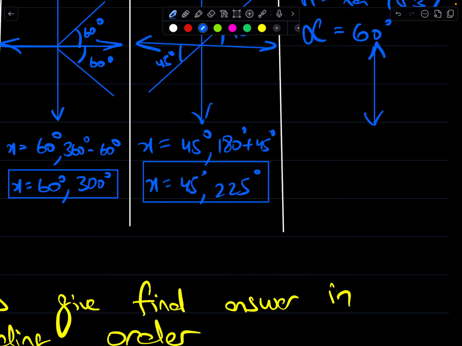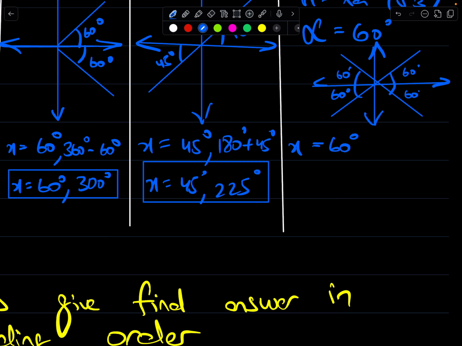We will plot a graph of ASTC again, and thus we have something like this. Because tan lies in all four quadrants in this, we have a 60 here, 60 here, 60 here, and a 60 here. Then the final answer would be in the first quadrant, also in the second quadrant, also in the fourth quadrant, and also in the third quadrant.